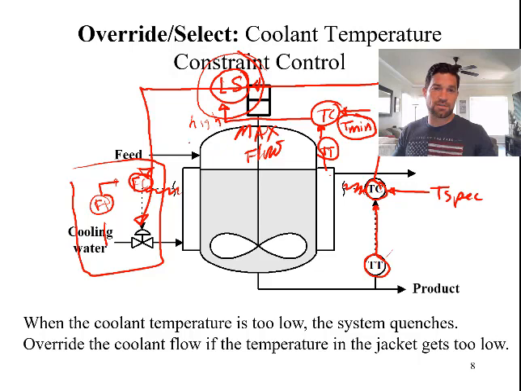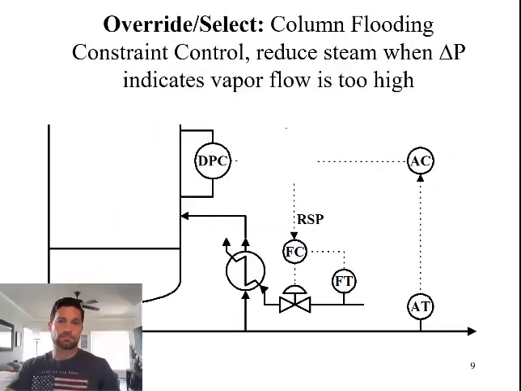If it's air to close, that means now low signal is high flow. So in that case, your constraint would now be a low signal. If it's a low signal, I think we might need a high select. Okay, make sure you can work through that. And if you have questions, feel free to ask.